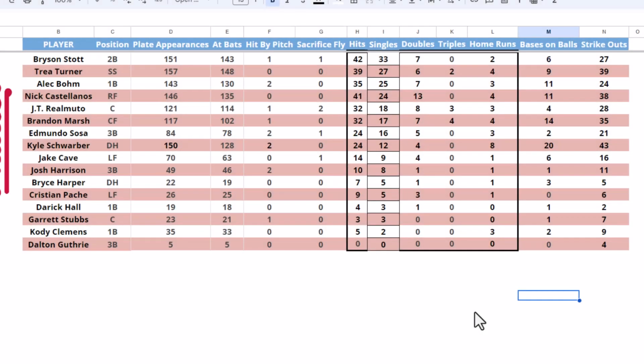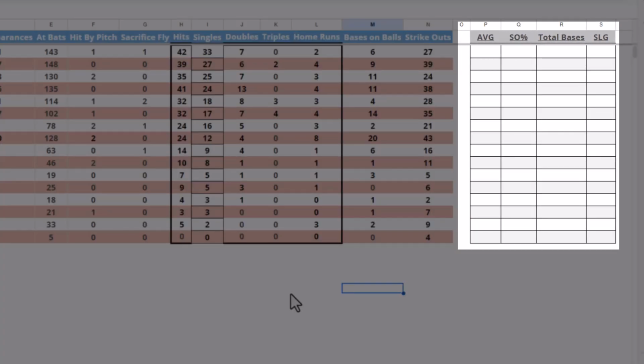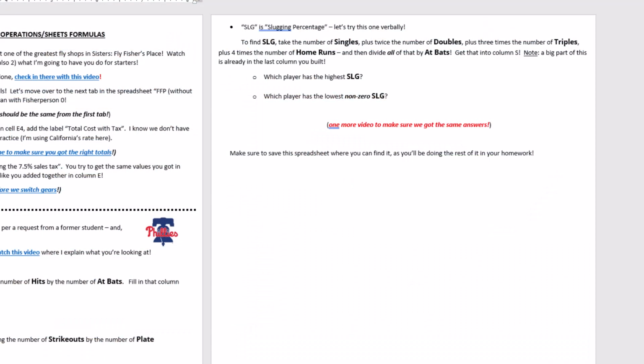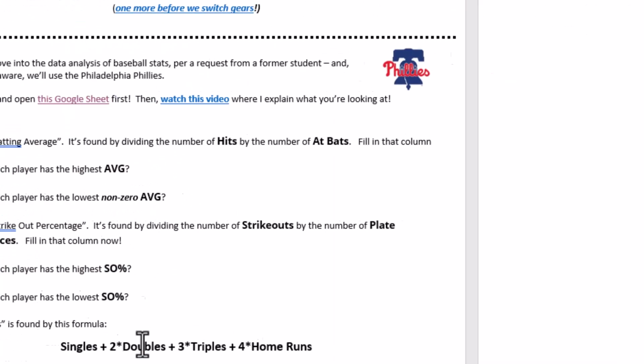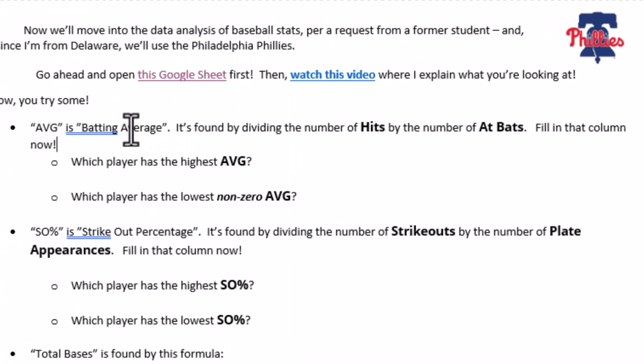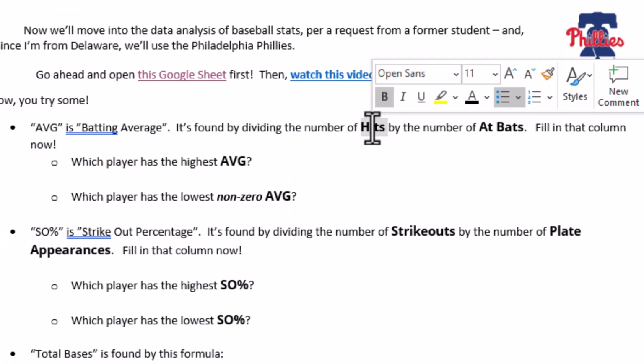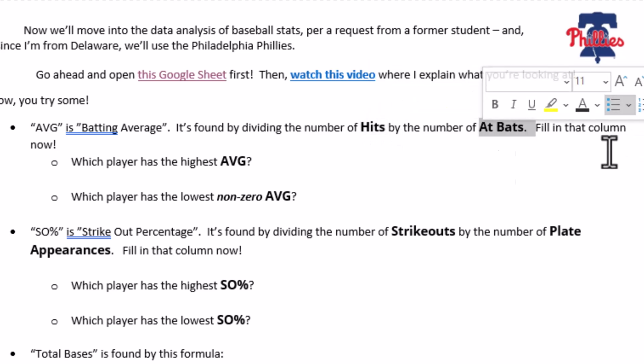Okay, my friends, so again, it's not really super important to know what these things are if you're not a baseball person, because I'm going to tell you what these four stats are, and then we're going to code them in. So let's go back between the notes and the spreadsheet. AVG is batting average. It's found by dividing the number of hits by the number of at-bats. Fill in that column now.